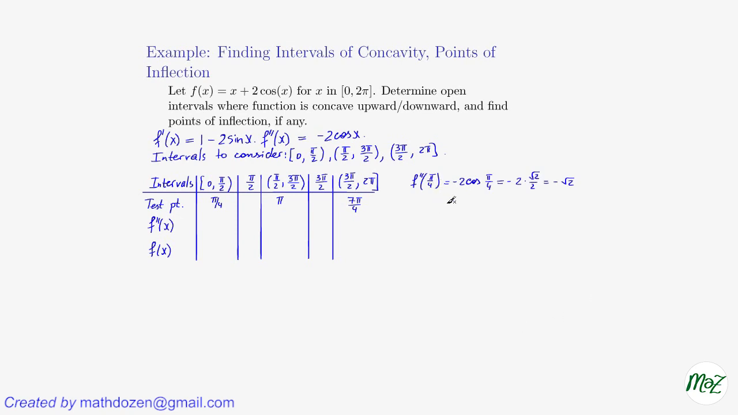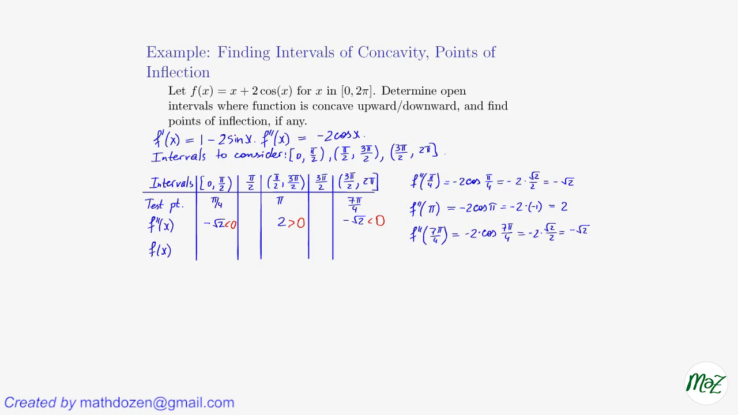So the second derivative at pi over 4 is negative 2 times cosine of pi over 4. Cosine of pi over 4 is square root of 2 over 2. We get negative 2 times that number, negative square root of 2. At pi we get negative 2 times cosine pi, so it's negative 2 times negative 1, which is positive 2. And at 7 pi over 4 we get negative 2 times square root of 2 over 2, which is negative square root of 2. In the end, those are the results that we've got. So we notice that negative square root of 2 is less than 0, positive 2 is greater than 0, and negative square root of 2 is also less than 0.